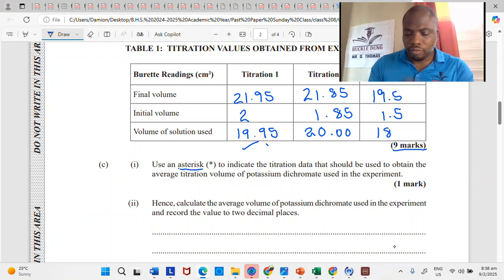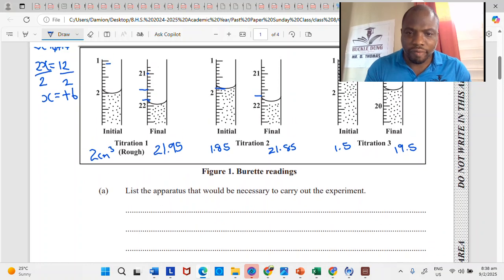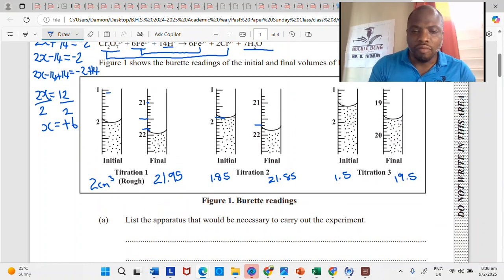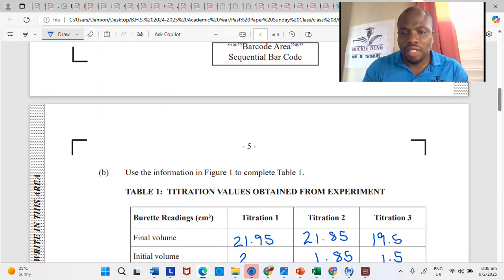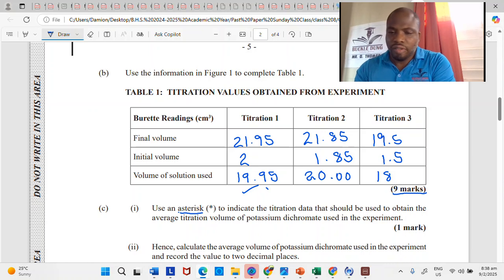But because initially, if you go back up, the first one was the rough. See there, it's even marked in a bracket, rough. The concept is, if it is within a 0.1 difference, yes, we can use the rough. So that is possible. Usually students will say no, we're not going to use the rough at all. It doesn't have to be like that. So if the rough is close within 0.1, we can. So these are the two.